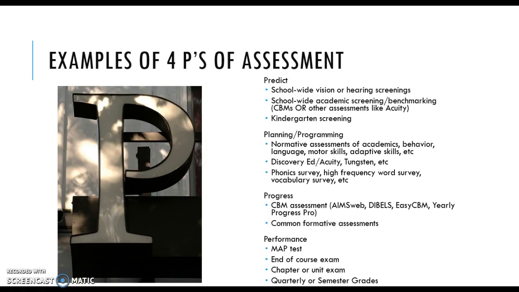So let's talk about some examples of the P's. For predictive, we might think of vision and hearing screenings. Those are usually done universally, and let us know if there might be a problem. But you're probably going to have to go to an audiologist or an ophthalmologist to get further testing done to really pinpoint what might need to be done to correct those things.